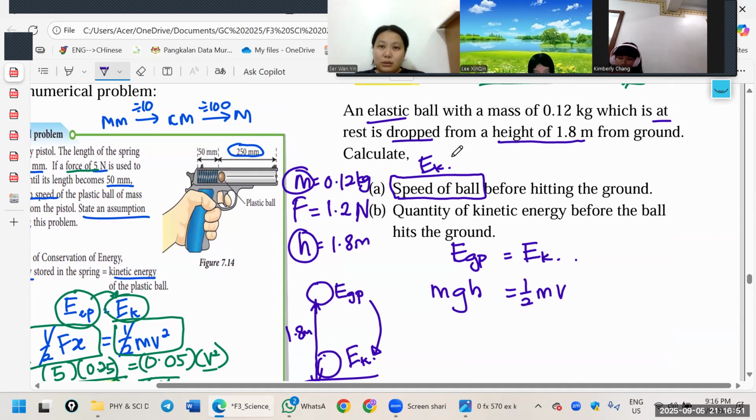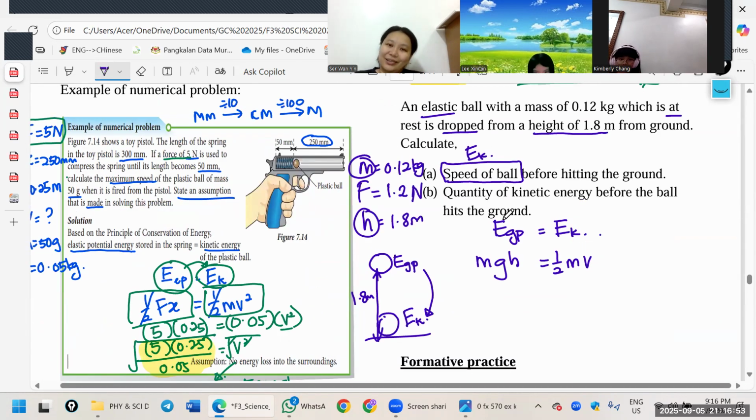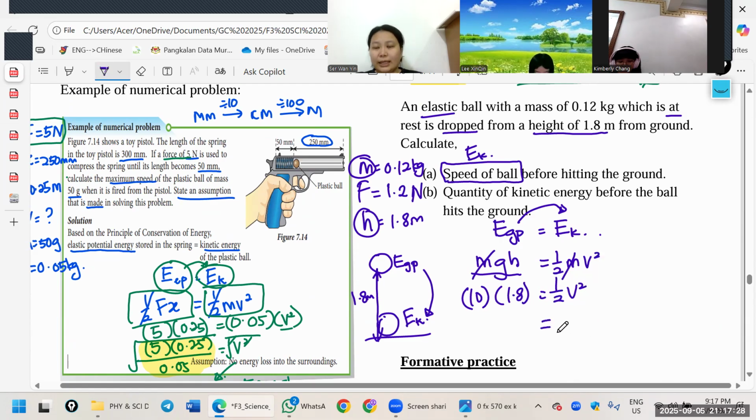Sorry, no need, no need. No need for elastic potential, because they didn't say when it bounced back. So actually it's just gravitational potential to kinetic. mgh will change to kinetic energy, half mv squared. Then you can see both sides you can cancel the m. So just substitute g times h equals to half v squared. Right answer.